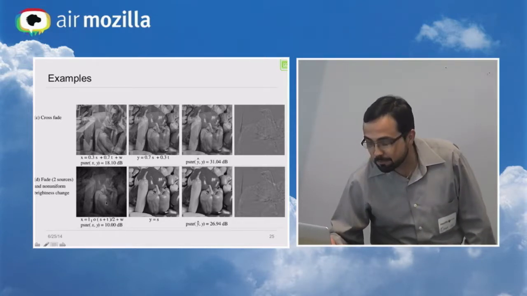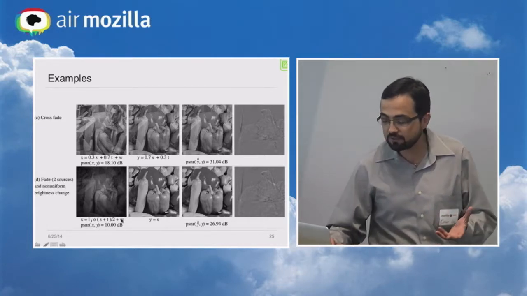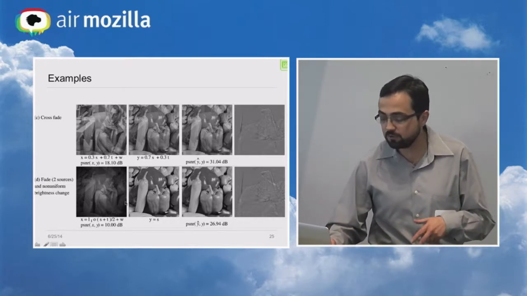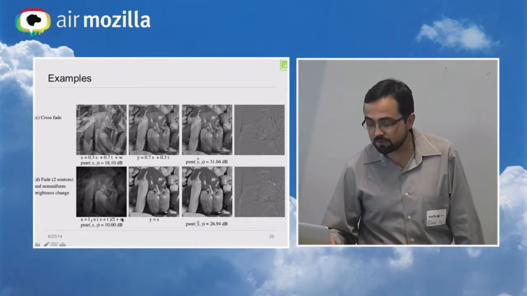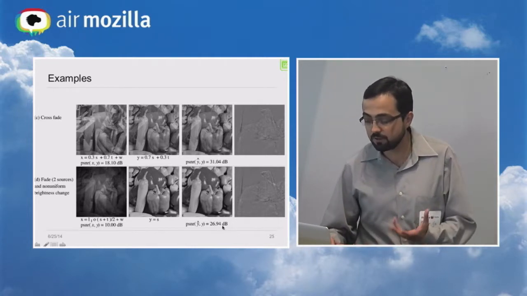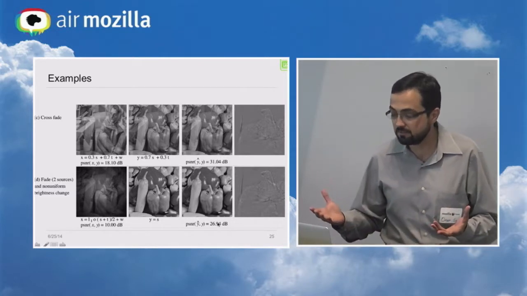So here we have a blend, and on top of that blend, we have this lighting change applied. So the technique now has to denoise, debarbara, and undo the lighting change. The original anchor is at 10 dB. Now the anchor we provide is going to be around 27 dB. So that's like a 17 dB improvement.